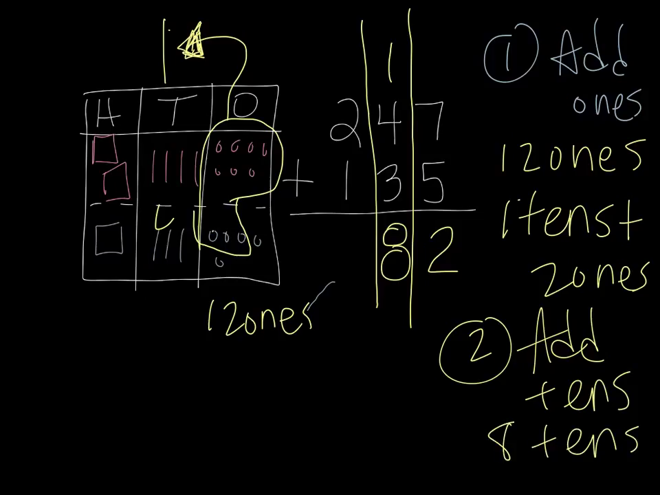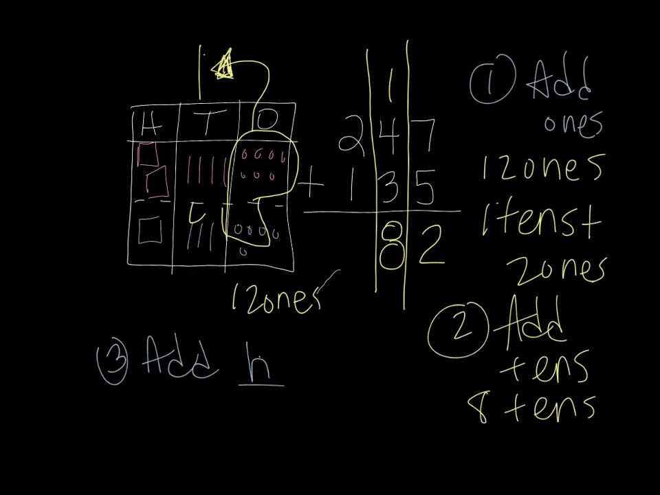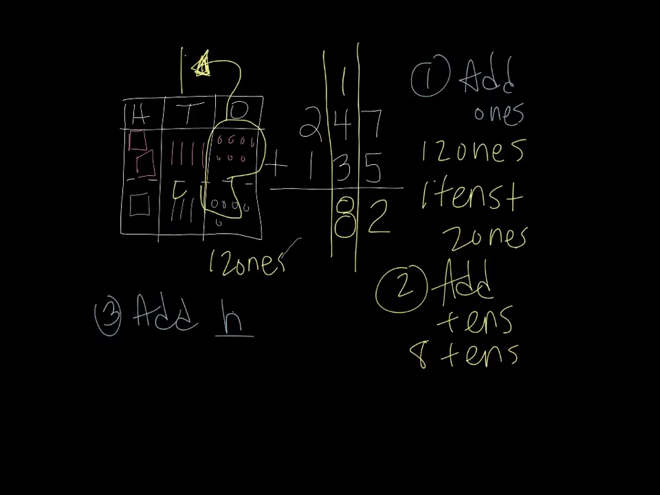Now, third step. What's my third step, friends? Add hundreds. Miss Abella's just going to put H. So let's add the hundreds. Now, we have 200 and one more 100 makes how much? 300. Good job. Thank you. And Miss Abella's going to write that one out.